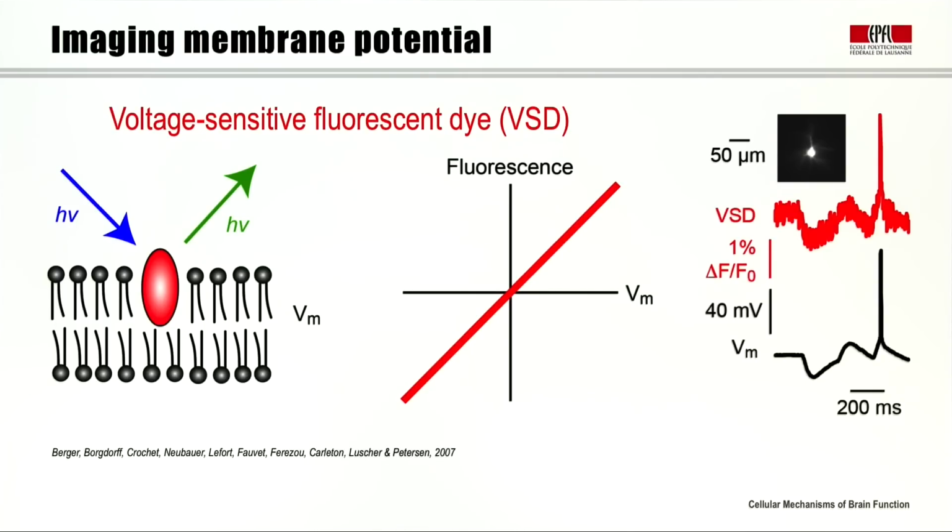Over the past weeks, we've discussed how the brain is largely an electrical signaling device. And so if we want to image neuronal function, a good starting point is to think about how we might image membrane potential.